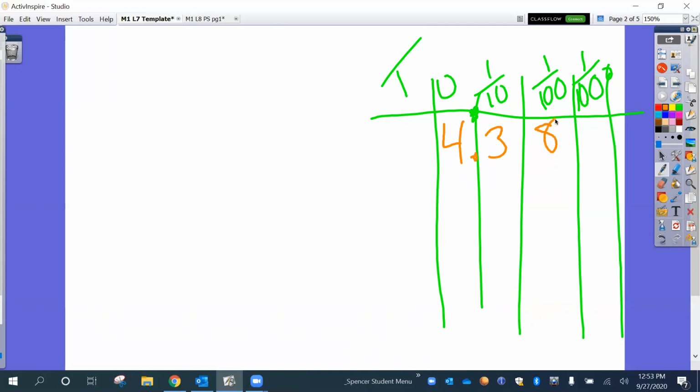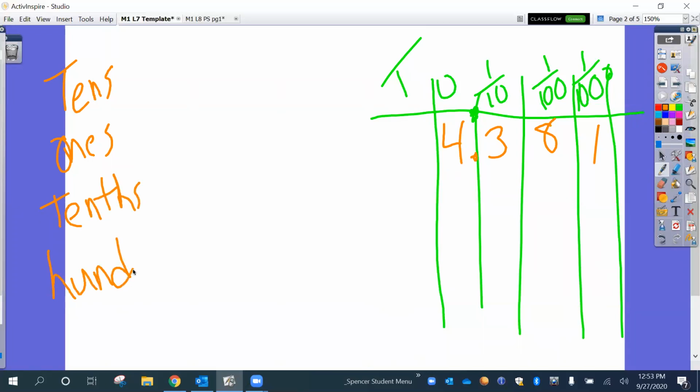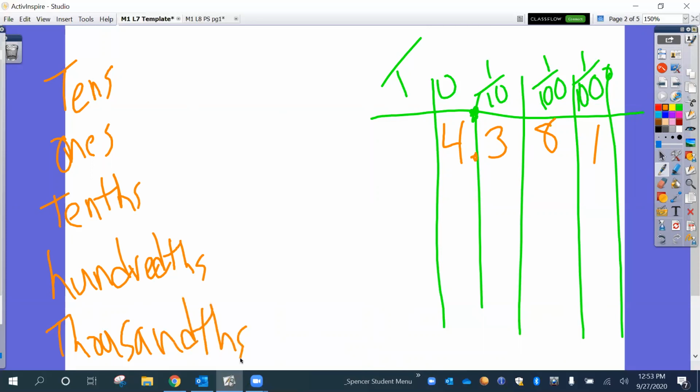4 and 381 thousandths. And this time we're going to round it to all the place values. We're going to round it to the nearest tens. We're going to round it to the nearest ones. We're going to round it to the nearest tenths. We're going to round it to the nearest hundredths. And we're going to round it to the nearest thousandths. So we're going to be working down the line and rounding it to each place value.